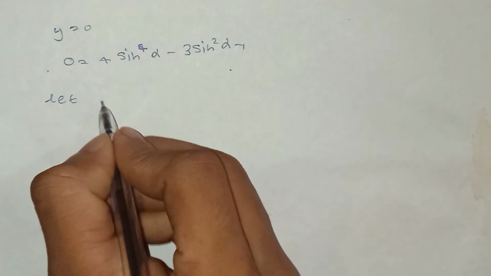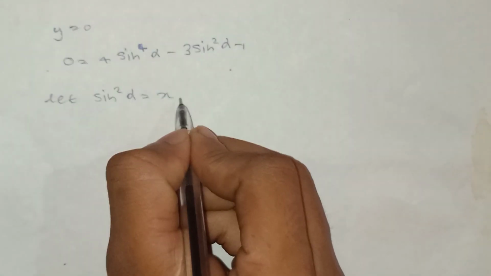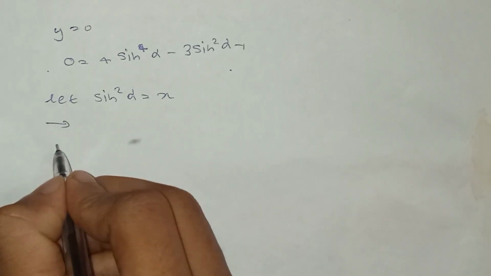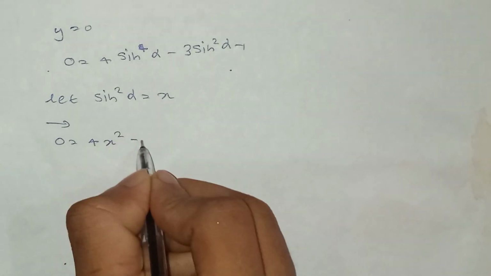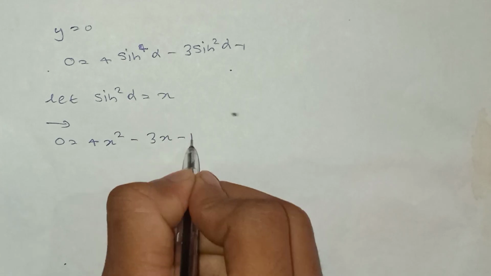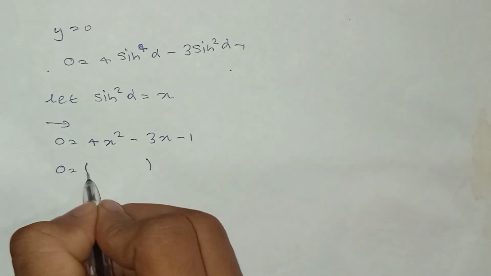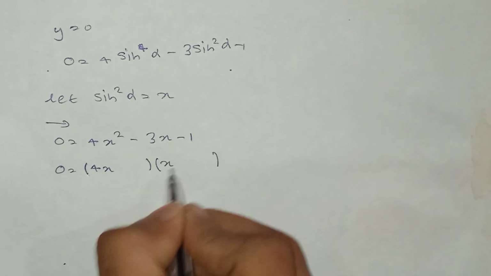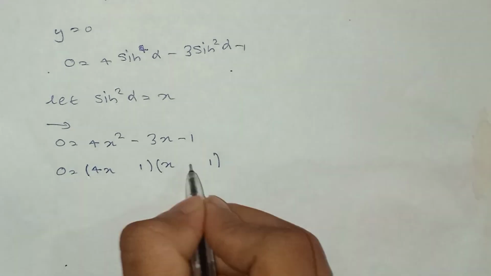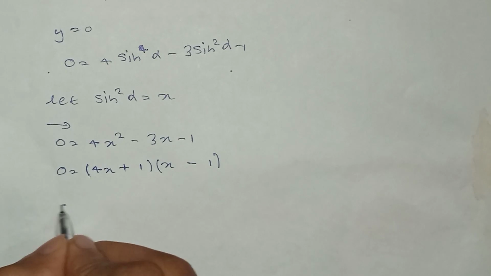Now I am going to let sin squared alpha equal x to convert this into a quadratic equation. Now we can substitute in the above equation in terms of x. As a substitution here, 4x squared minus 3x minus 1. Now we can solve this quadratic equation by finding the factors. Here we get x and 1 as minus and plus. I think it is easy to find the factors here.